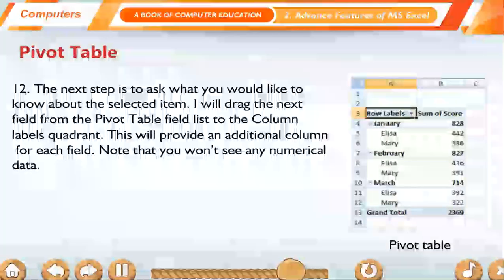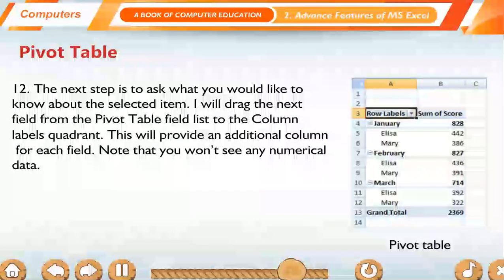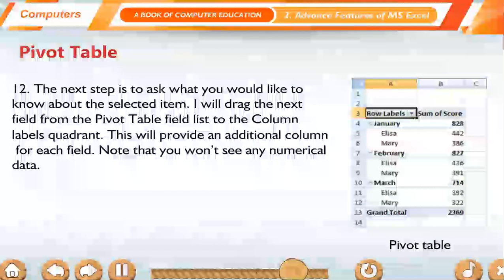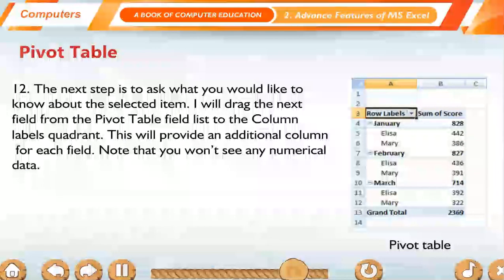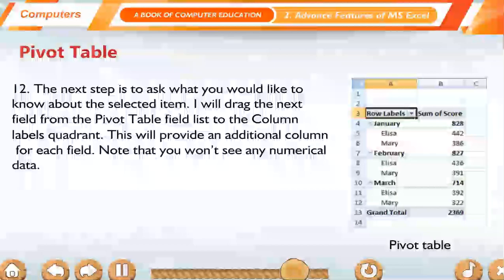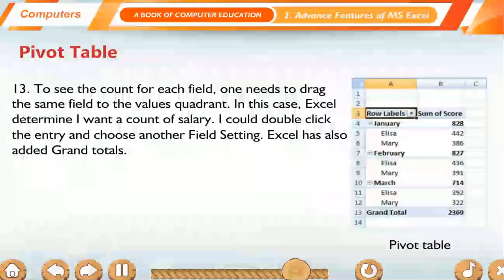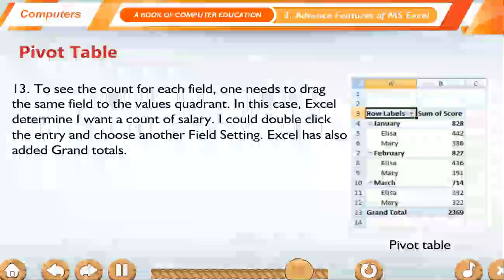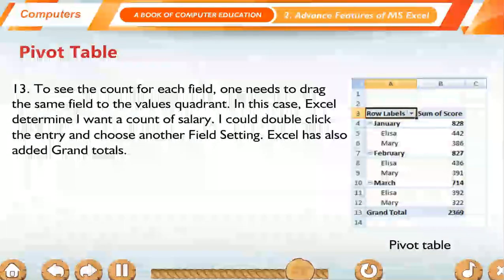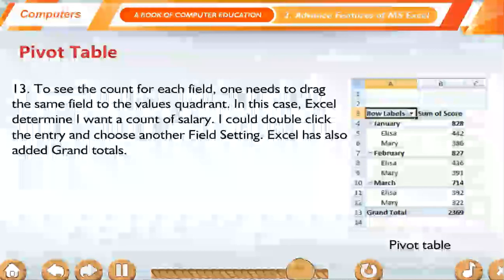I will drag the next field from the Pivot Table field list to the Column Labels quadrant. This will provide an additional column for each field. Note that you won't see any numerical data. To see the count for each field, one needs to drag the same field to the Values quadrant. In this case, Excel determined I want a count of salary. I could double-click the entry and choose another field setting. Excel has also added grand totals.